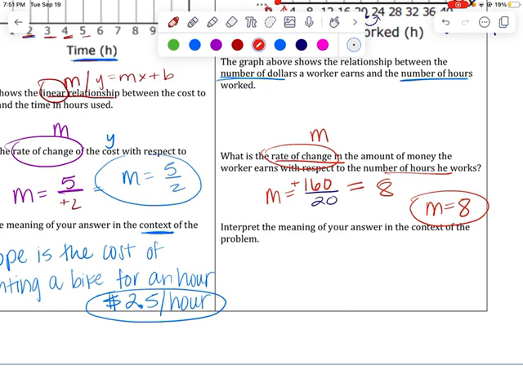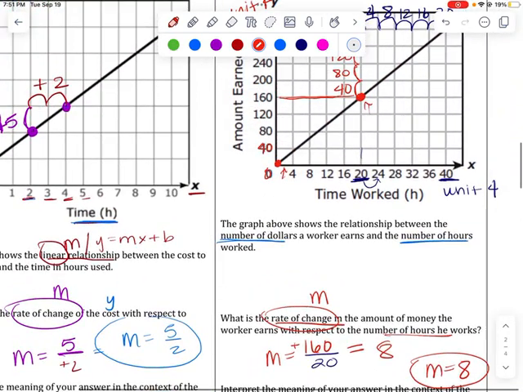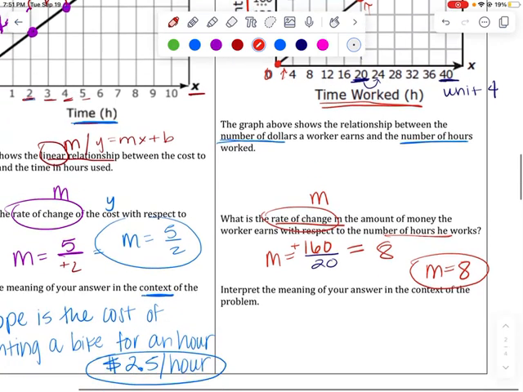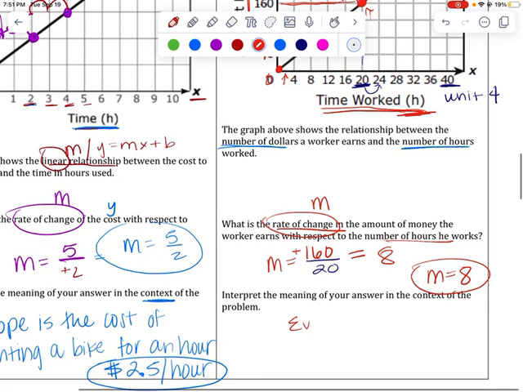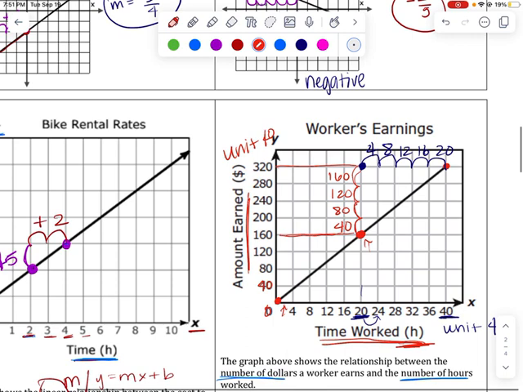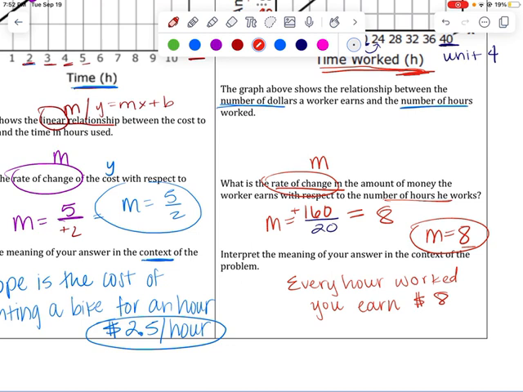Now, what does this tell me about the actual real life stuff then? Well, it's just the movement between my x's and my y's. So here I'm going to say that every hour that I work, because that's what the x is, every hour worked, you earn how much? Well, we earn $8. Or you're getting paid $8 an hour.